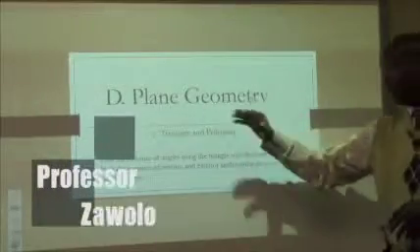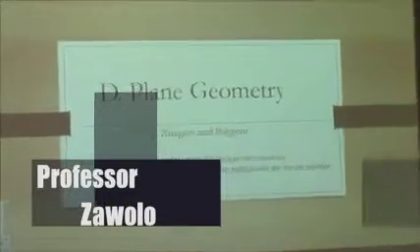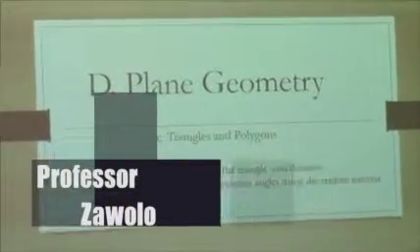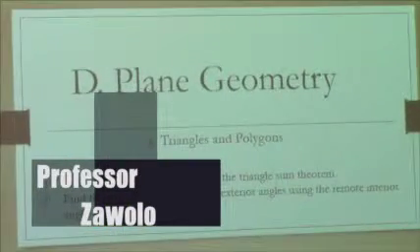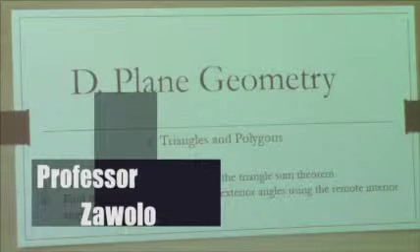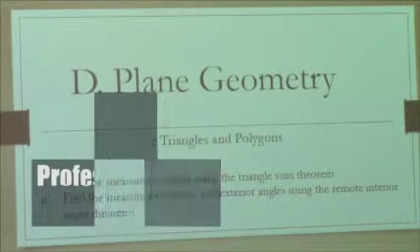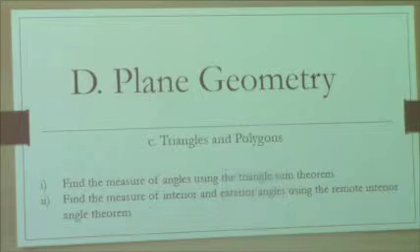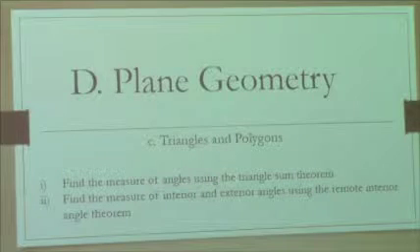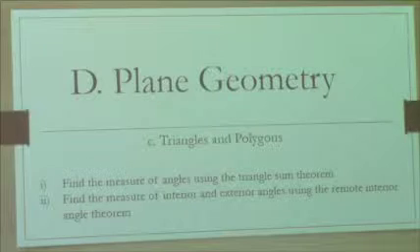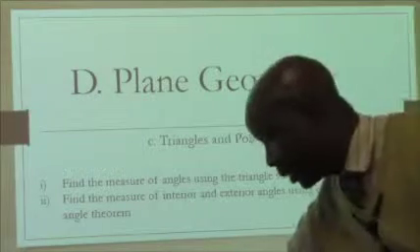Today we're going to be focusing on section D, which is plane geometry, and we're going to be doing subsection C, which is triangles and polygons. Basically we're going to be going over how we can use some basic things like the triangle sum theorem and the measure of the interior and the remote exterior angles to find the measures of angles of a triangle. So let's see how it works.